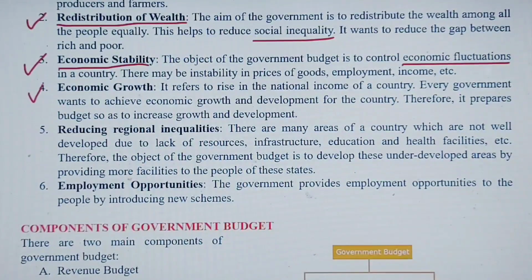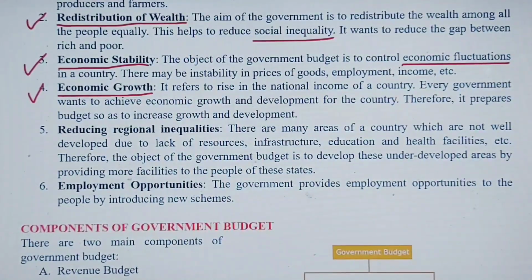The fourth objective is economic growth. This is a very simple topic, as we know that the rise in the national income of a country is known as economic growth, and every government wants to achieve economic growth and development for its country, and therefore it prepares budgets so as to increase the growth and development of the country. So it's quite obvious that every government wants its country to develop economically. The people should earn more, the people should have a better standard of living. So all these things you can mention.